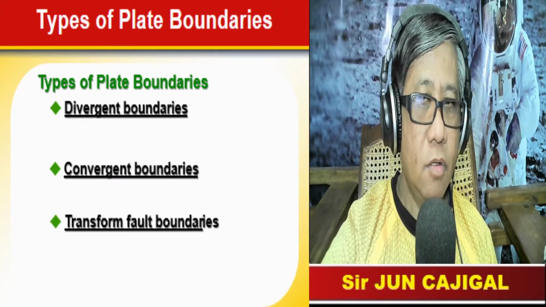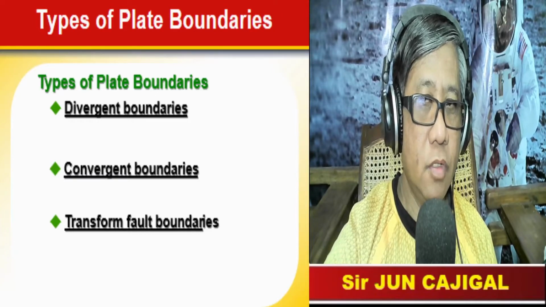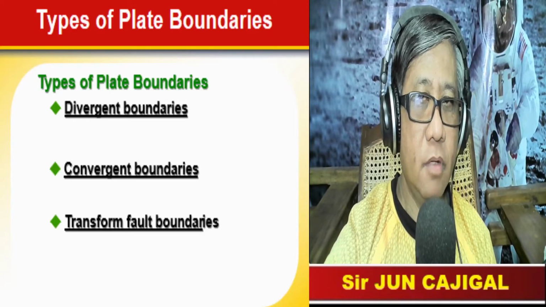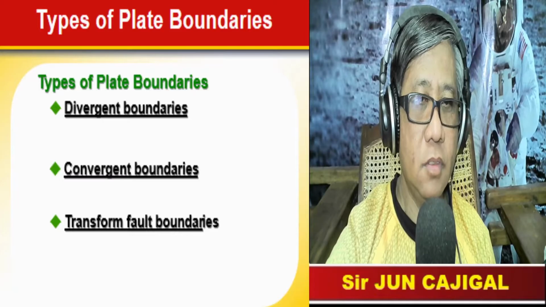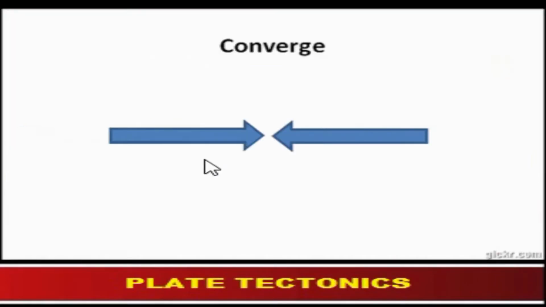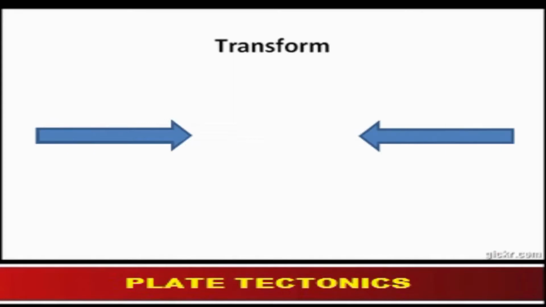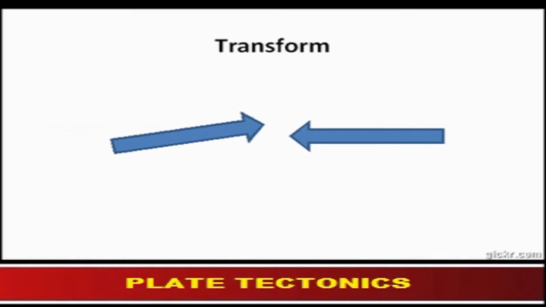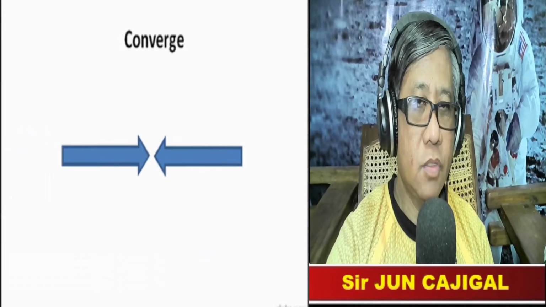So again, when we speak of plate boundaries, this is the region or the area between two tectonic plates. And there are three types of plate boundaries: divergent, convergent, and transform boundaries. A divergent boundary is a type of plate boundary wherein the two tectonic plates move apart. In a convergent boundary, the two tectonic plates collide with each other, and in transform plate boundaries, the two tectonic plates slide past each other. So those are the types of plate boundaries.